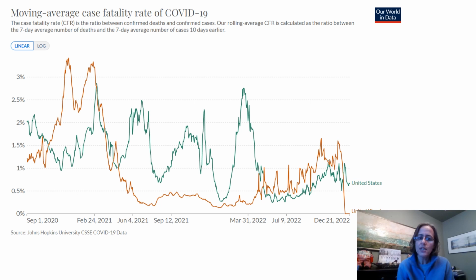But then you also see that the case fatality rate in the United States is a lot higher than the United Kingdom's following that. And what's interesting is that although we got vaccines first in the United States, we used the vaccines less. So many more of our population chose not to get vaccinated and so did not have that benefit.